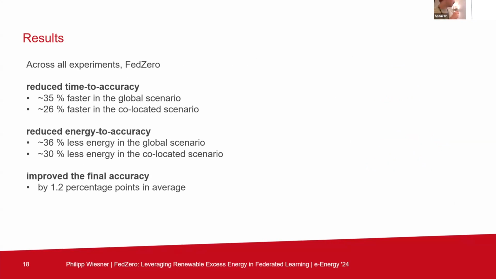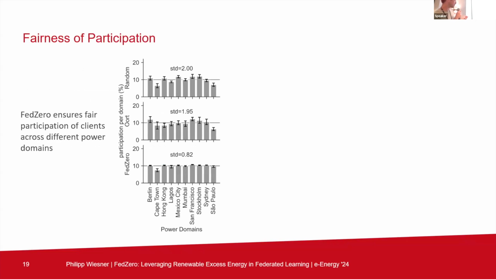There's only one set of experiments where I want to put a bit more focus on, and this is this one. This is the fairness. So what we see here is the average participations of clients from different energy domains. So this is the globally distributed scenario. We have 10 different cities globally distributed. And in our experiments, we select always 10% of all the clients. So we would expect that on average, 10% is the average participation of each client as well. And we can already see here that, for example, in Cape Town and Sao Paulo, there is obviously a bit less energy available than in the other regions in the data set that we have.